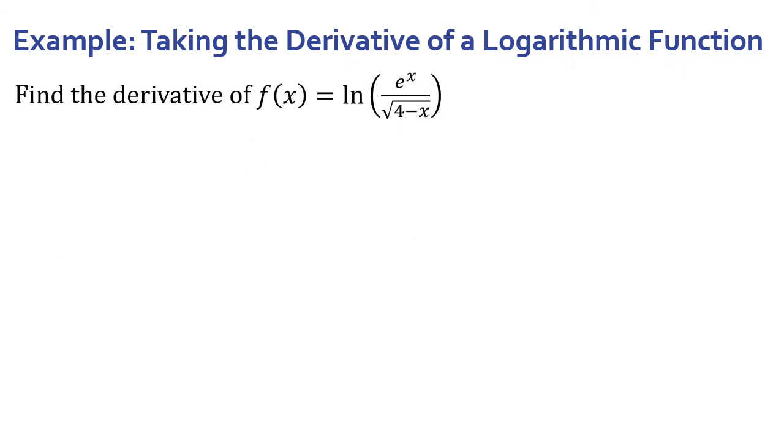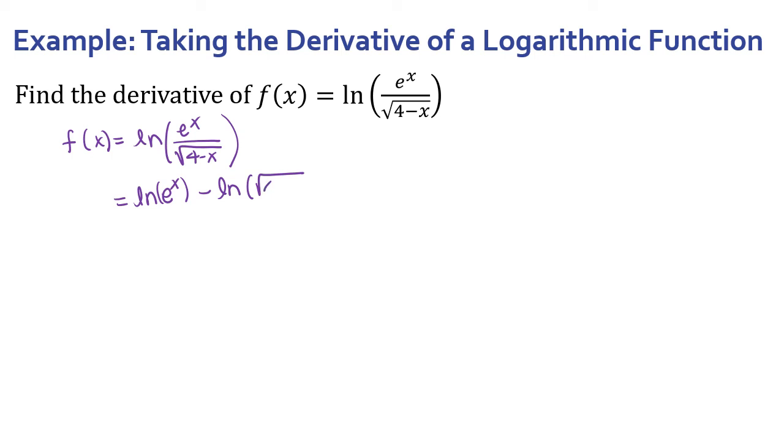Okay, let's try another one. So I've got the natural log of e to the x over the square root of 4 minus x. So let's again go through and expand this out. So we're starting with the natural log of e to the x over the square root of 4 minus x. So I'm first going to use that quotient property, so that becomes the natural log of e to the x minus the natural log of the square root of 4 minus x.